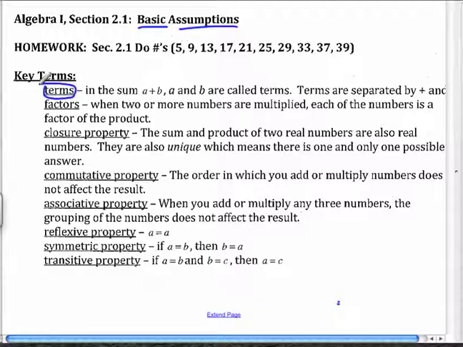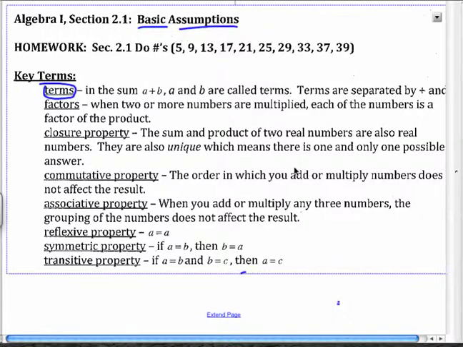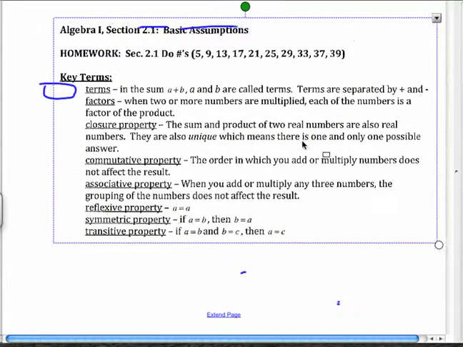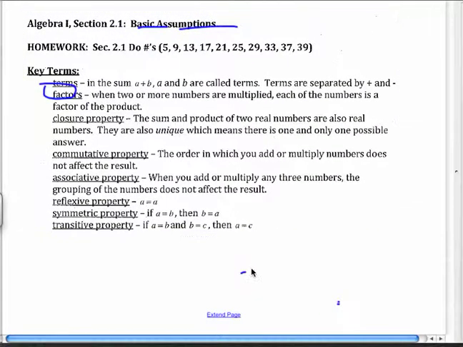Remember, terms are separated. Oh, I need to make this smaller. Let me do that, guys. Hang on. I'm sorry. Thought I'd already done that. Okay, let me bring that back over here. Get rid of all the ink here, and I'll make that look a lot nicer. There we go. How's that look, CC? Does that look all right? Good. Edward, you agree? Thank you. All right, now we're going to keep going.